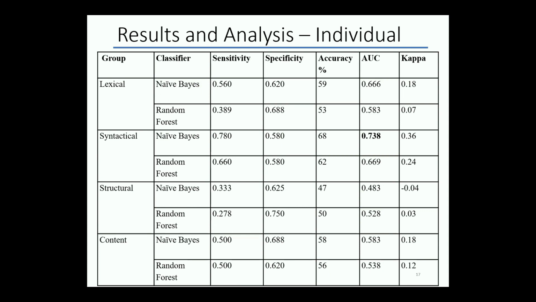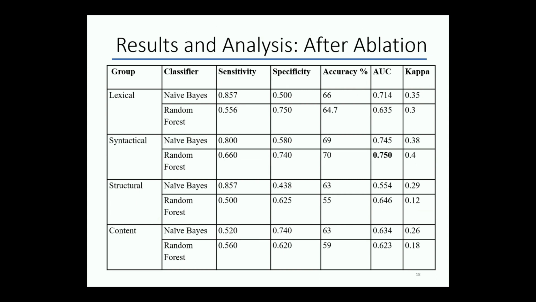And then we looked also into adding features one by one and removing them, what we call an ablation process. So what happens is that we take one feature, we add another feature and remove it and see whether the results improved or actually got worse with the removal of the feature. So when we do that, we build on the lexical features, the syntactic features, the structural and content features. We saw that still the syntactic features were the ones that performed best with an AUC of 0.750.